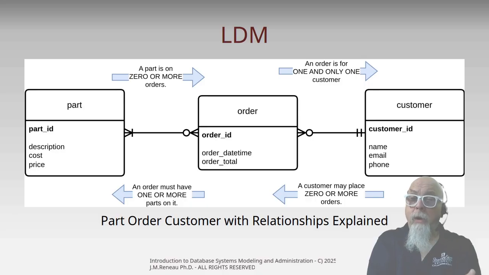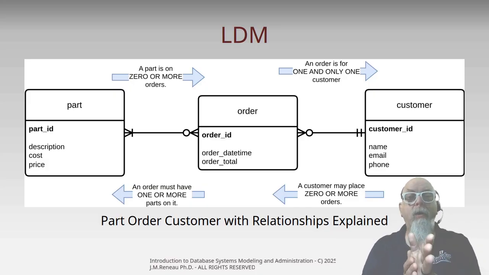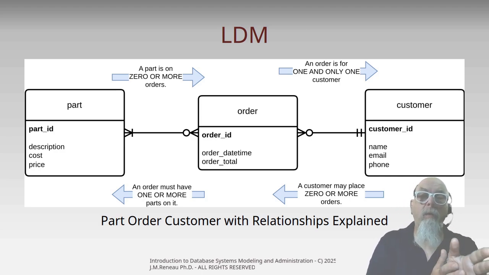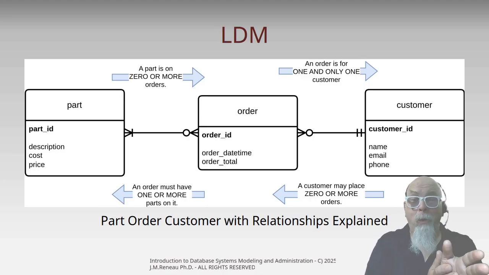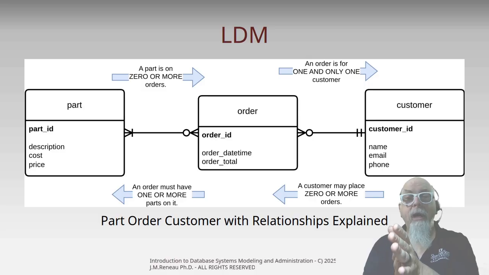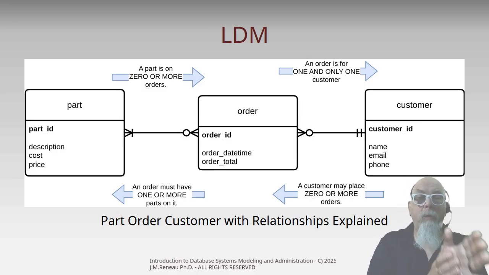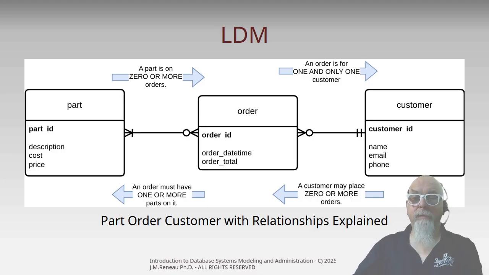But at this point, we're just trying to understand our entities and how everybody works together so we can see that a part is on zero or more orders, and an order must have one or more parts on it. So a part has zero or more orders, and an order has one or more parts on it.